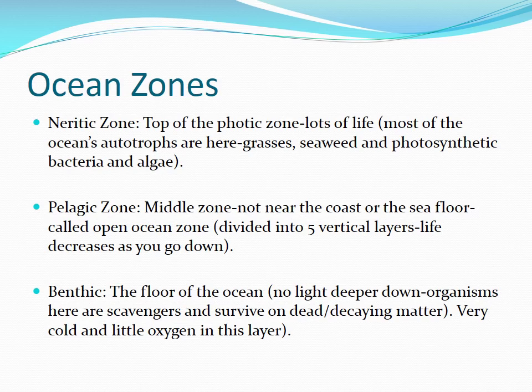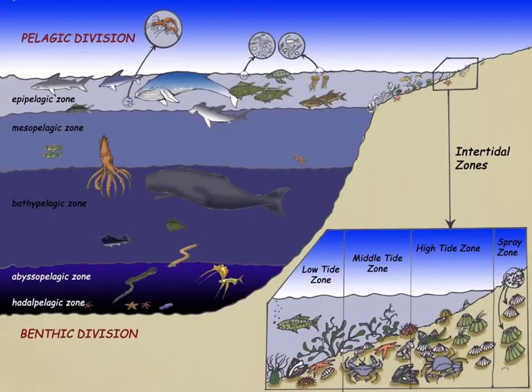It's divided into 5 vertical layers, and as you get deeper into the ocean, there's less life. And then last is the benthic zone. That's the floor of the ocean. There's no light deeper down, and organisms here are scavengers, and they survive on dead or decaying matter. It's very, very cold down here, and there's very little oxygen in this layer, which is why there are organisms that have to survive on things that are dead.